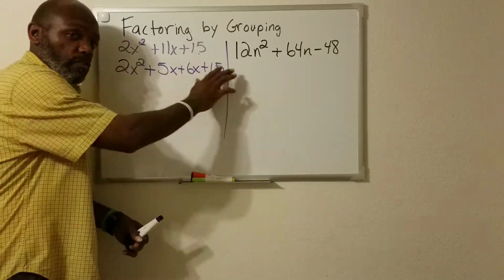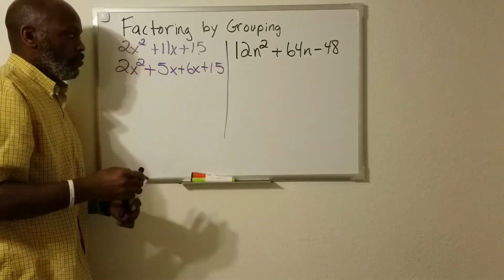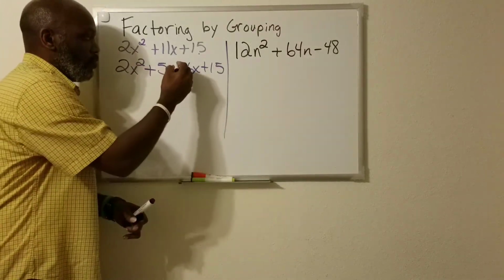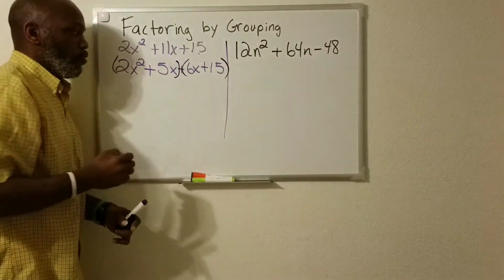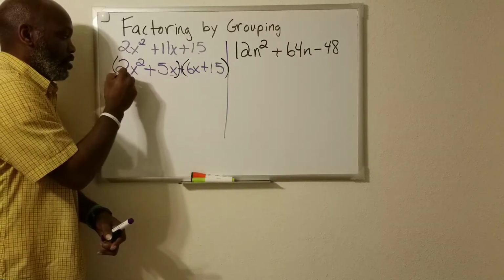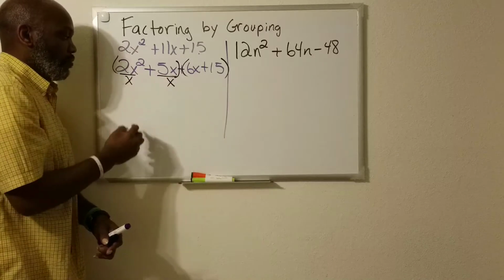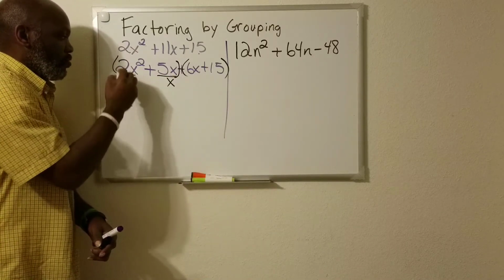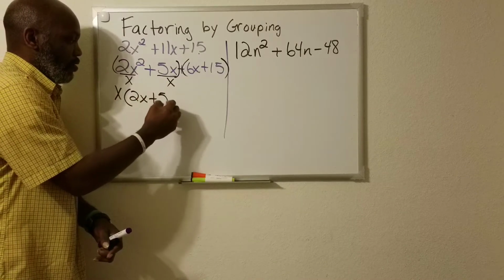In a previous lesson, we talked about there being 4 terms. With these 4 terms, we are going to group them. That's why it's called factoring by grouping. We take out the greatest common factor between 2x squared and 5x, and this one is x. So we're factoring out x, and we're left with 2x plus 5.